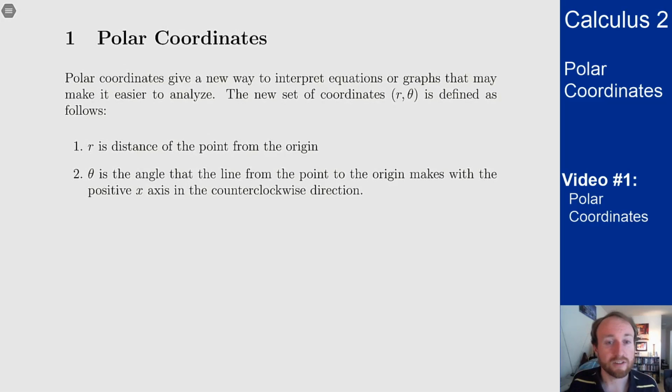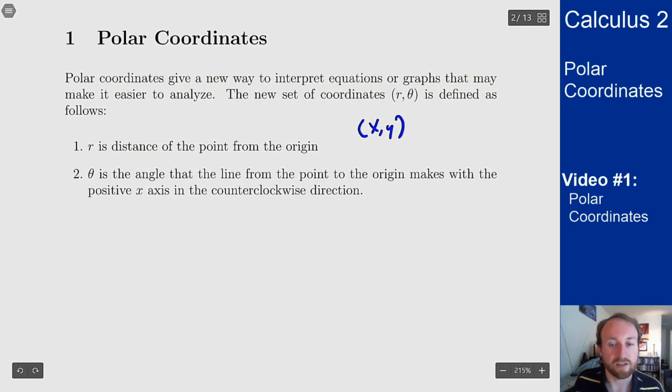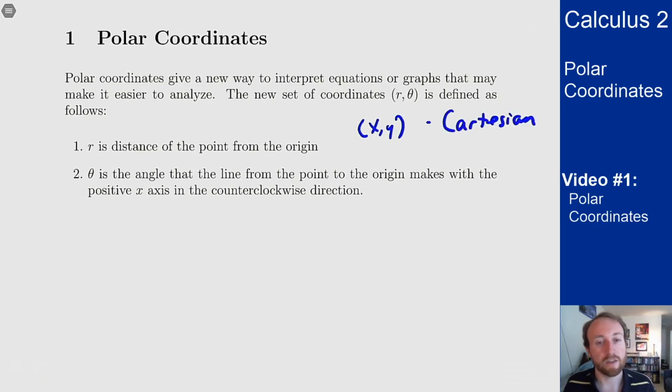So a new set of coordinates we have defined as r and theta, as opposed to the x and y, which are normally called the Cartesian set of coordinates. We define these points r and theta in polar coordinates as follows. R is the distance from the point that I care about to the origin, or the 0, 0, the intersection of the axes. And theta is the angle that this line makes with the positive x-axis, where I'm counting angles in a counterclockwise direction. So a picture's probably easier.